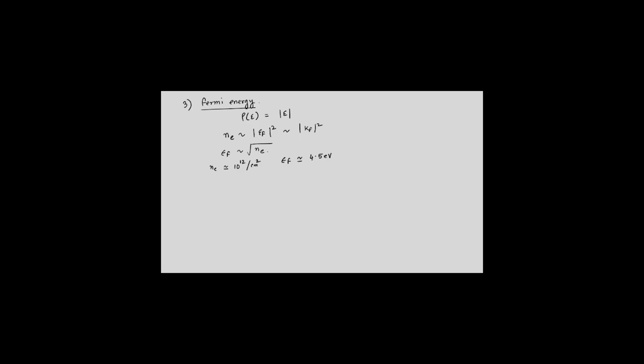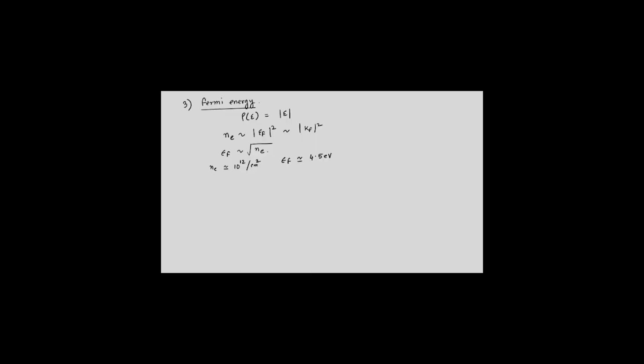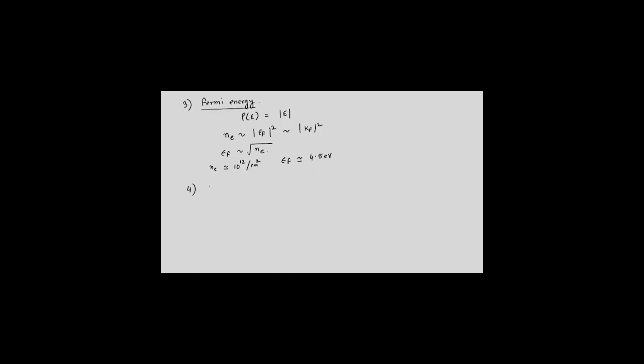Okay. And this 4.5 electron volt is pretty large, and if you consider the corresponding Fermi temperature, that is very large. So this means that graphene is a highly degenerate system at room temperature, because room temperature can be taken as almost like 0 Kelvin, and at 0 Kelvin the system is actually a degenerate Fermi gas. Okay. And then let us look at the conductivity of graphene.